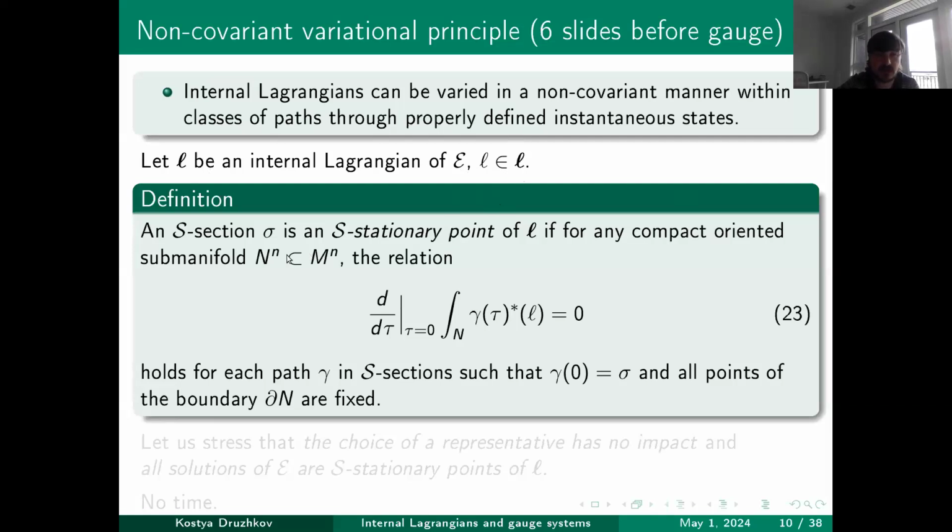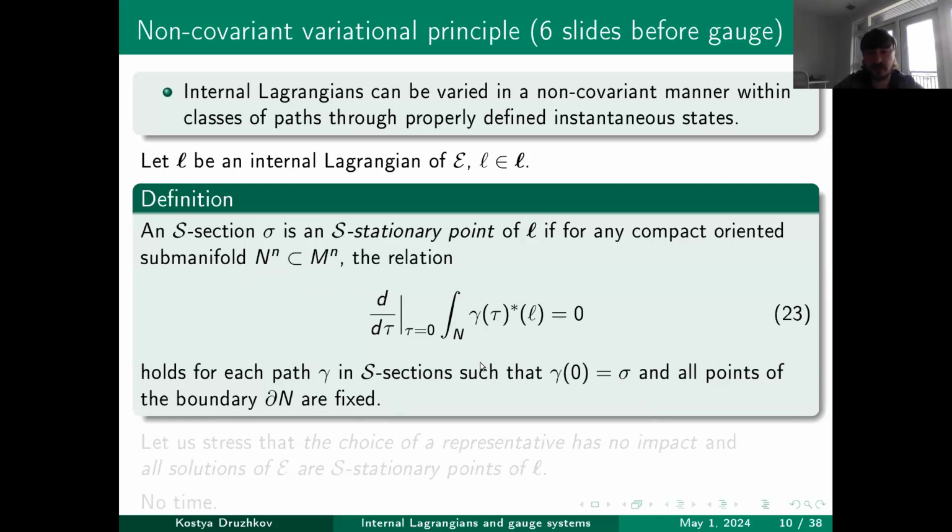So definition: an S-section sigma is an S-stationary point of the corresponding internal Lagrangian if for any compact oriented n-dimensional submanifold, the relation 23 holds for each Pez in S-sections such that gamma of 0 equals sigma and all points of the boundary of D^n are fixed. So this is a compact oriented n-dimensional submanifold. Maybe this submanifold also has non-trivial boundary. And if so, we require that the boundary points should remain fixed.